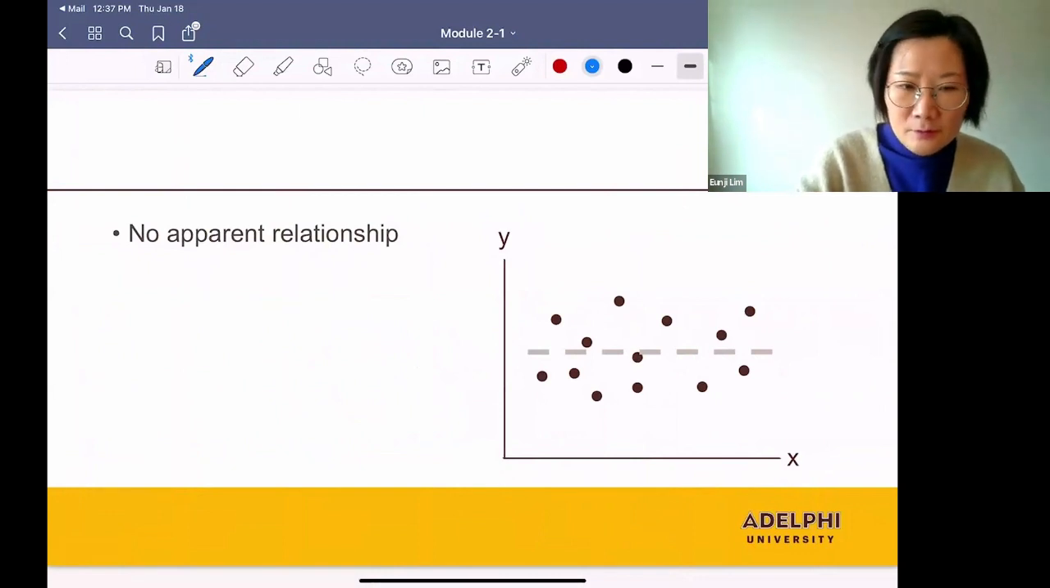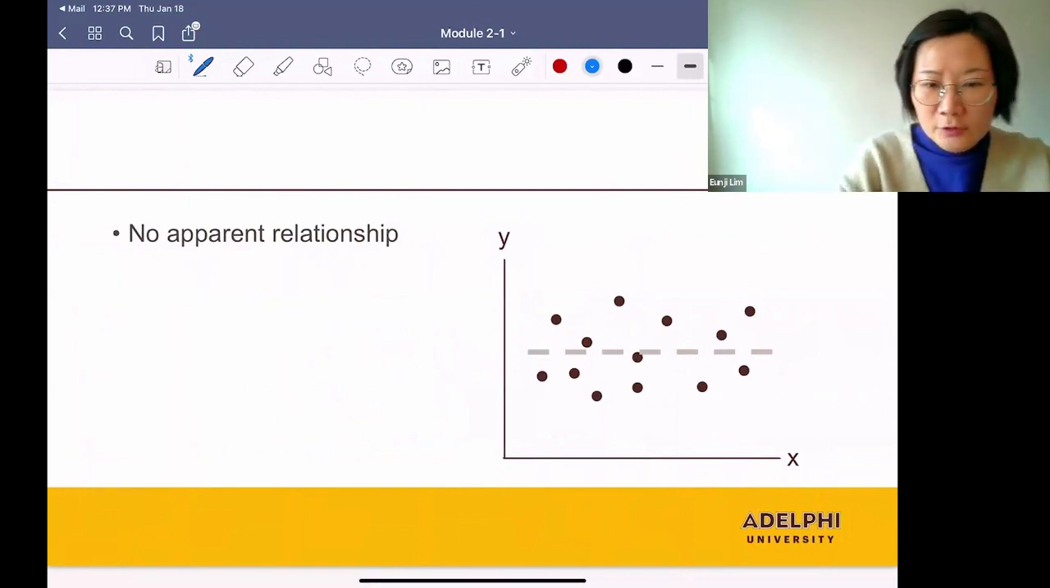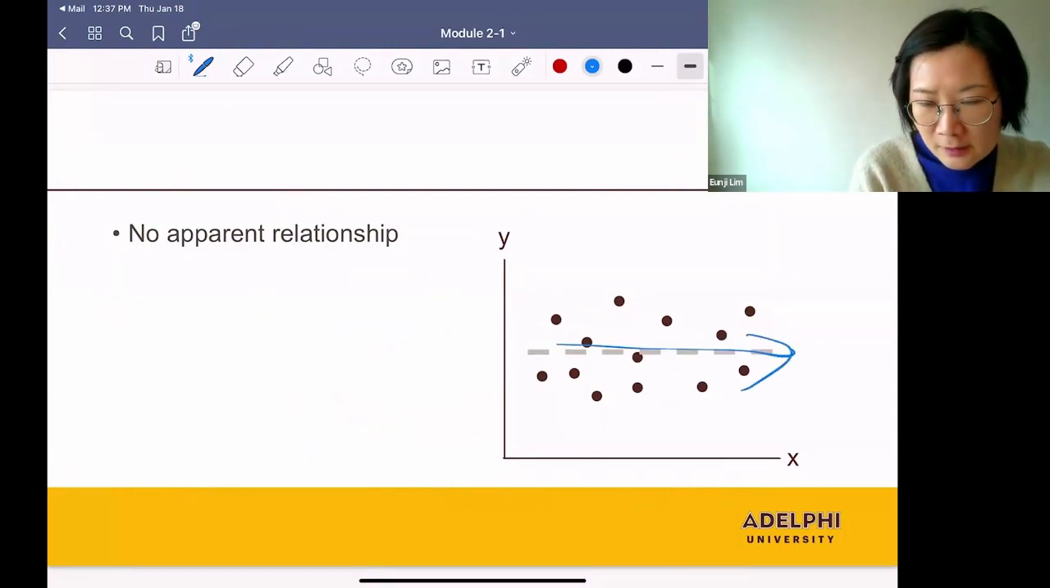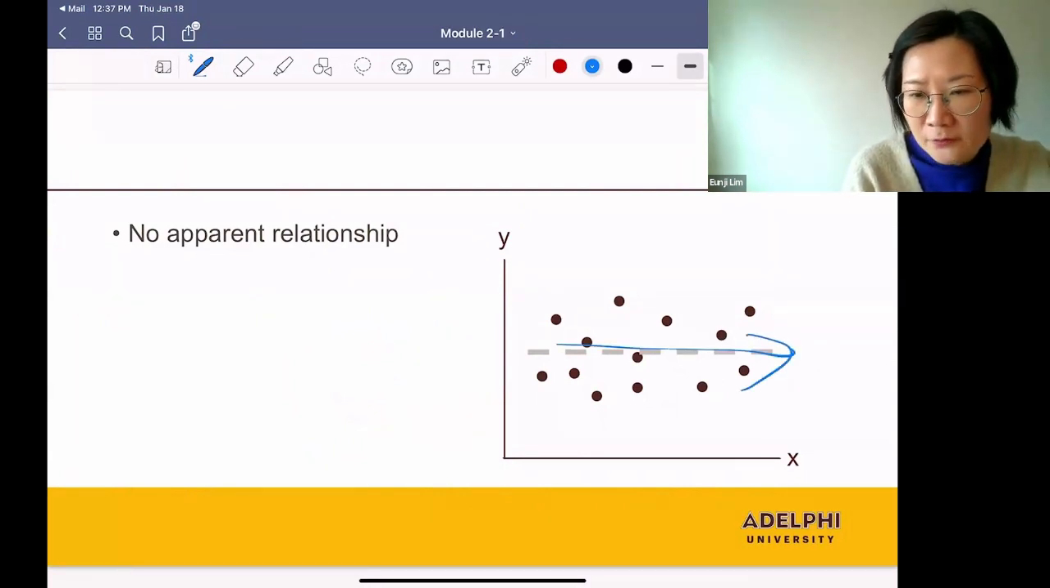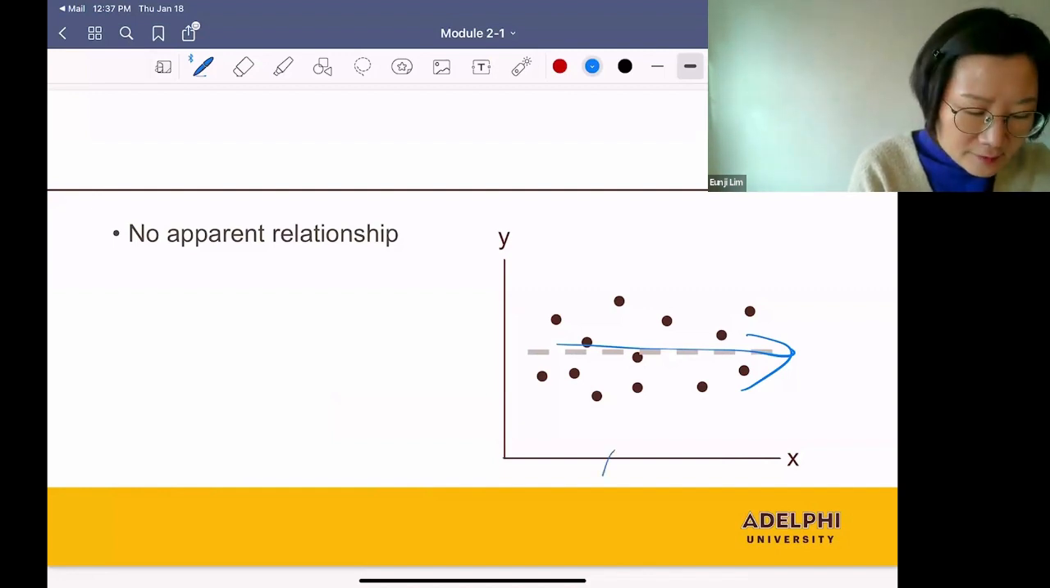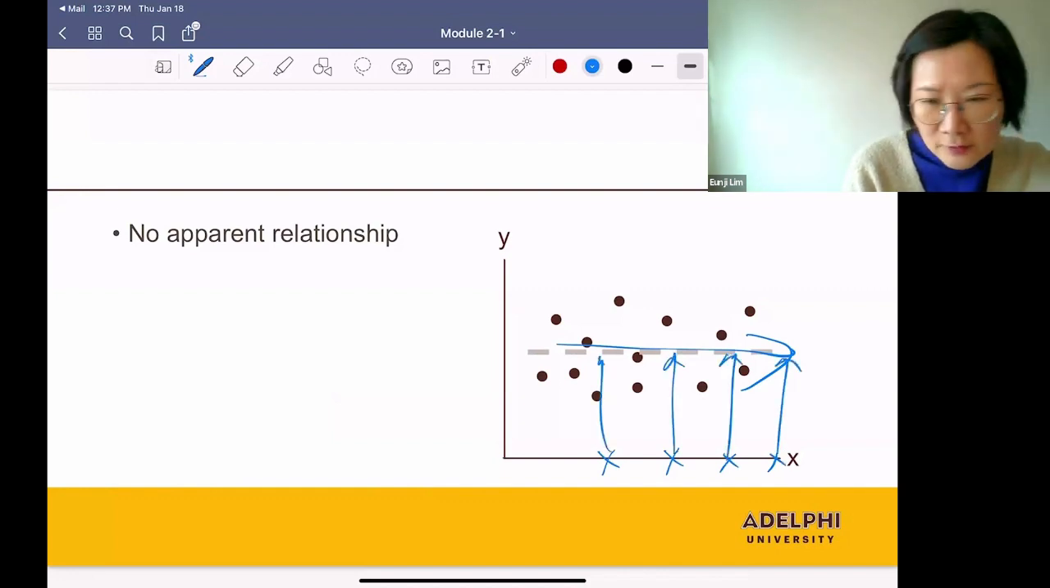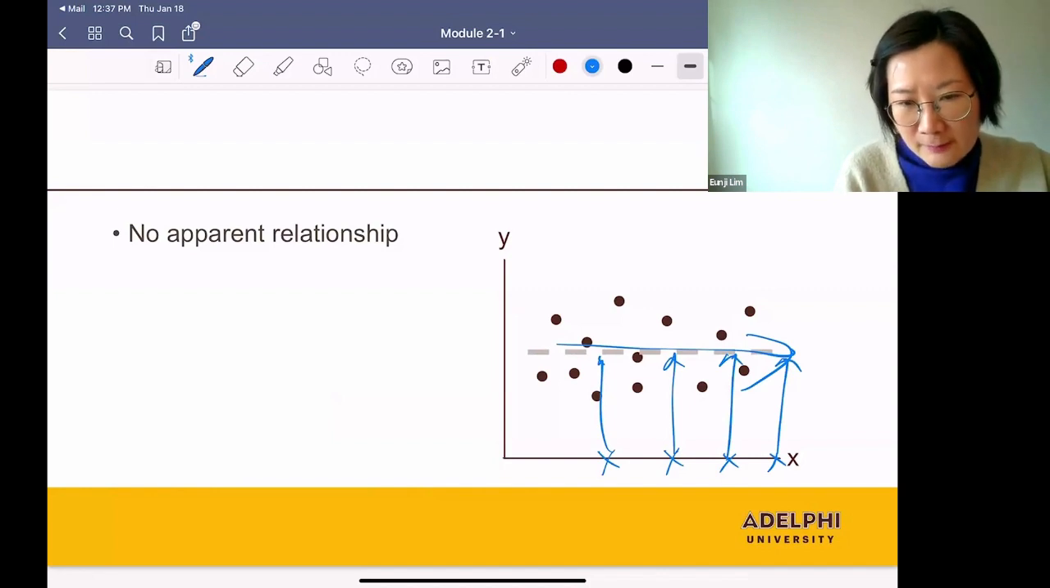And next, your scatter diagram can show a horizontal pattern like this. That means there is no apparent relationship between X and Y. Even if X takes different values, the Y value doesn't change a lot. So they are not related.